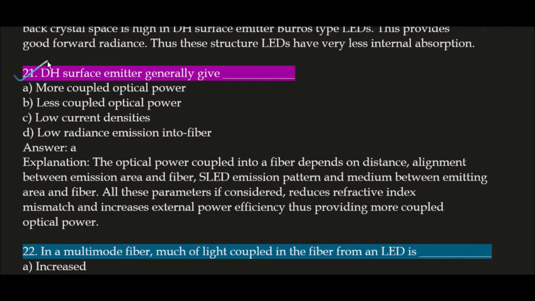Next question. DH surface emitters generally give, correct answer is option A, more coupled optical power, because the optical power coupled into a fiber depends on the distance and alignment between the emission area and fiber, the SLED emission pattern, and the medium between the emitting area and fiber. All these parameters, if considered, reduce refractive index mismatch and increase external power efficiency, thus providing more coupled optical power. Okay. DH surface emitters generally give more coupled optical power.